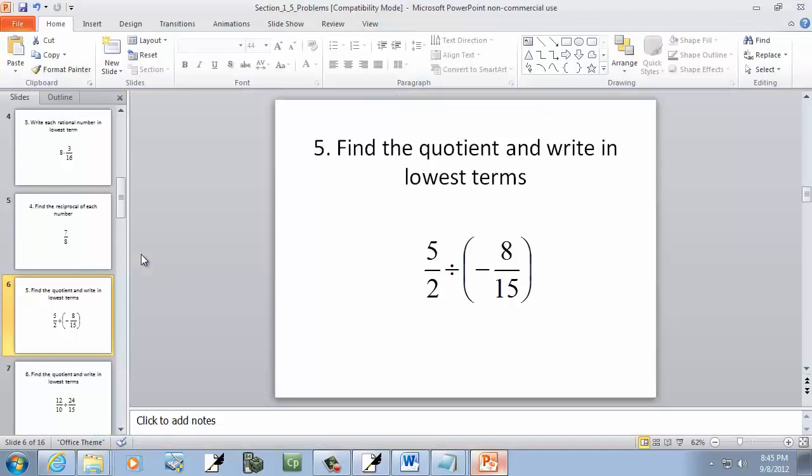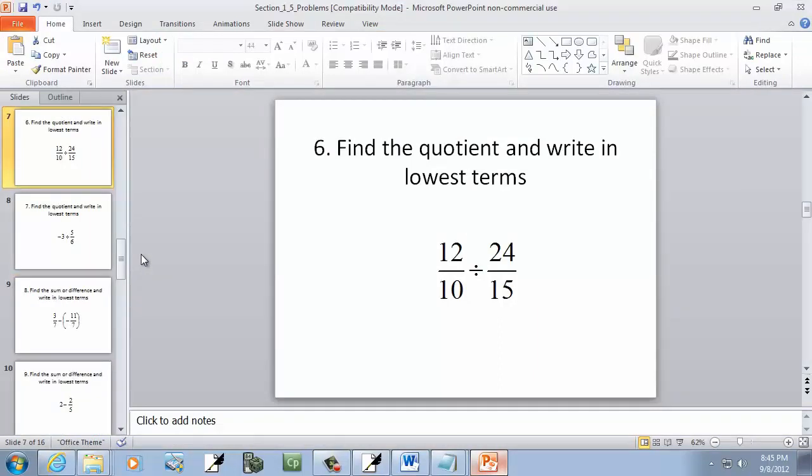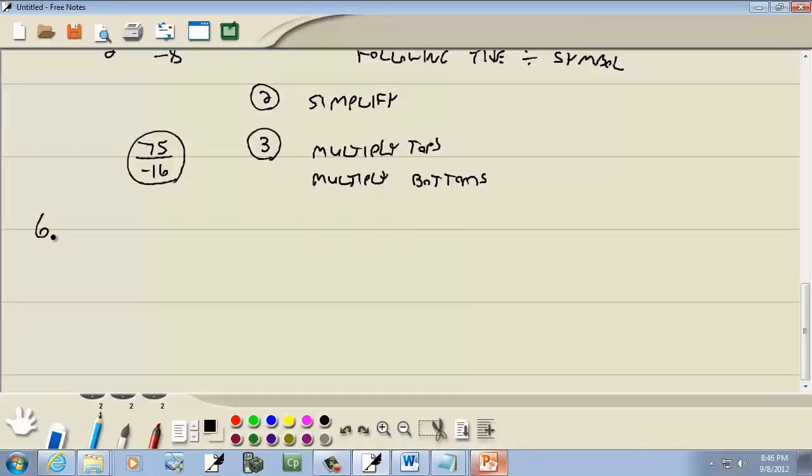If there's enough room for this one or not, let me see. Yeah, maybe. I've got 12/10 divided by 24/15. Now again, we never actually divide, we immediately rewrite as multiplication. So I'm going to rewrite the division as multiplication and flip the second fraction. Take the reciprocal of it. And that's step 1. Now step 2 is to simplify.